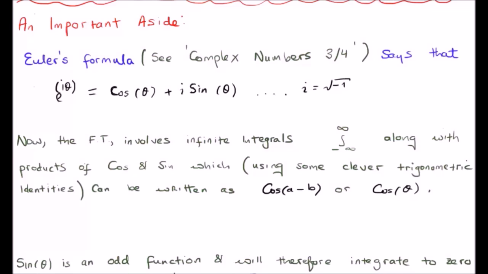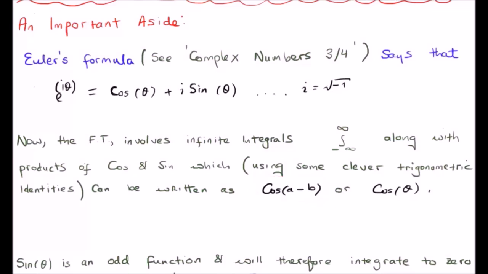Now, the Fourier transform integrals involve two particular things. The first one is infinite but even integrals. Of course, they go from minus infinity to positive infinity. And they also involve products and sums of cosines and sines. Now, the products and sums of cosines and sines, using some clever trigonometric identities, can be written as a single cosine.